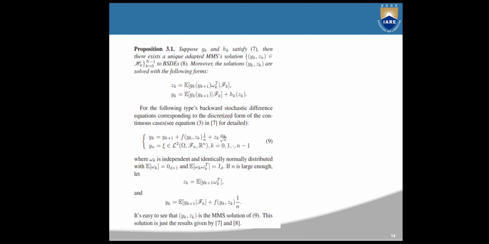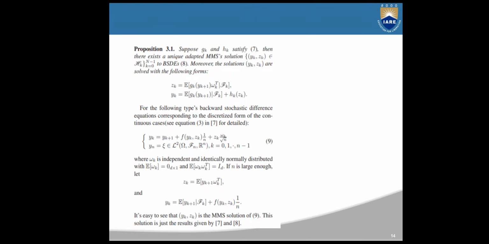(yk, zk) belongs to H of k, to the BSD. Moreover, the solutions yk, zk are solved with the following forms. For the following types of backward stochastic difference equations corresponding to the degraded form of the continuous cases, see equation 3 in equation 7 for detail, where wk is independent and identically normally distributed, and if n is large enough, it's easy to see that this is the MMS solution of equation 9. This solution is just the result given by equations 7 and 8.